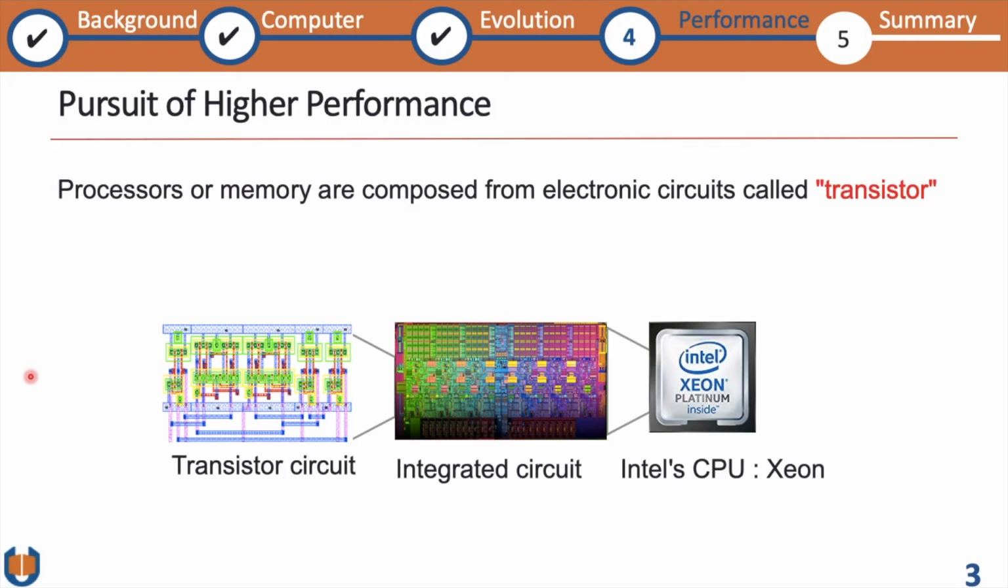Okay, well, the pursuit of higher performance. As you know, the processor or memory is composed of electronic circuits called transistors. Here you can see the layout of a transistor circuit, and this is after fabrication. This is the integrated circuit inside. It is an example of the Intel Xeon Pentium processor. So there are several things we have to consider regarding the density of these transistors or the scaling of this integrated circuit.